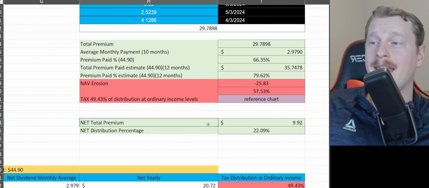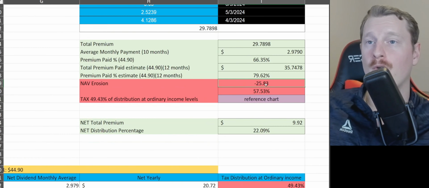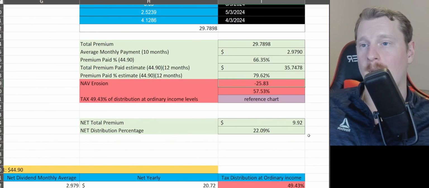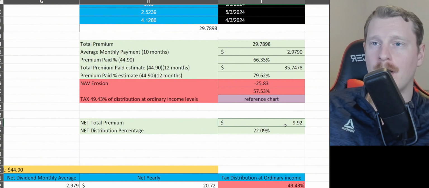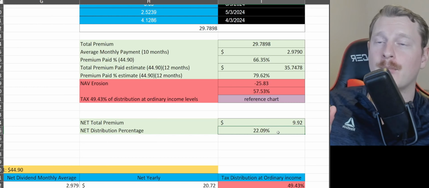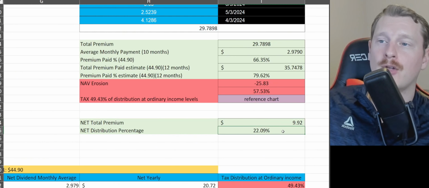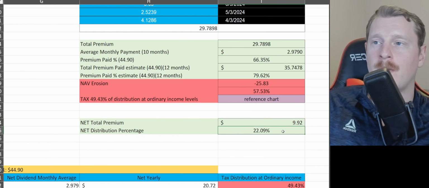but then let's look at the total premium. So we have to pull this NAV erosion from the share price to come up with the net. The net total premium of the highest high to the lowest low, you're still making $9.92 of distribution per share, right? And if you look at that as a percentage rate, we take this $9.92, divide that into the $44.90, and then we get 22.09%.